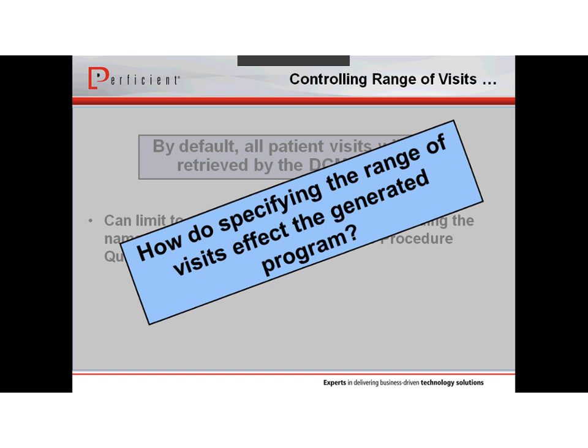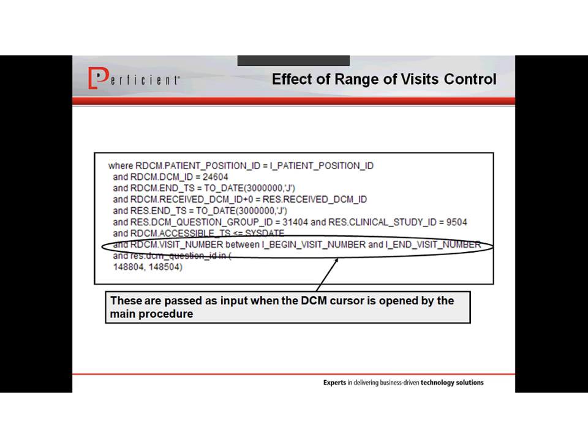How does specifying the range of visits affect the program that gets generated? Well, again, it puts it in the cursor. It's the DCM cursor, because it's on the DCM question group level, where the DCM visit number is between the visit number beginning and visit number end. And these inputs are going to be passed to the DCM cursor as a cursor variable once that DCM cursor is opened by the procedure. Again, it's going to be inside the DCM cursor.